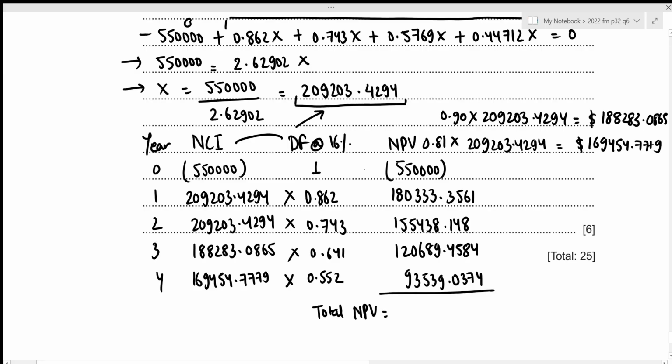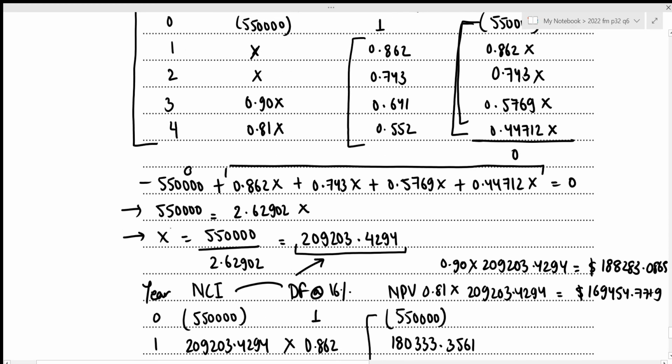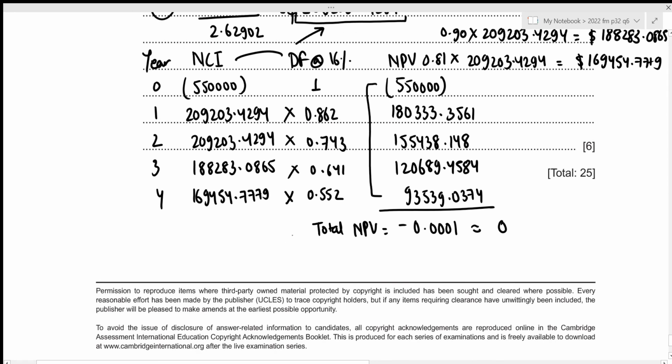Now let's figure out the total net present value. That is going to be the sum of these 5 amounts. So that's minus 550,000 plus 180,333.3561 plus 155,438.148 plus 120,689.4584 plus 93,539.0374, which results in negative 0.0001, which we can round off as 0. So this is the proof that reflects that the total net present value will be 0 if the value for net cash inflows for the first 2 years is going to be 209,203.4294. All right. This concludes the fifth part of this question as well as the entire question number 6 of 2022 February-March paper 3-2.